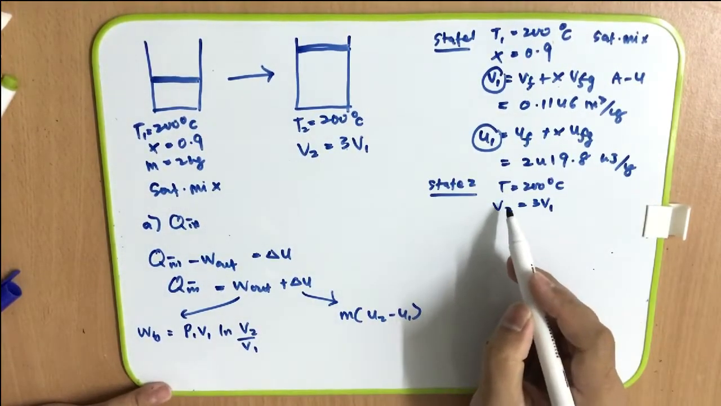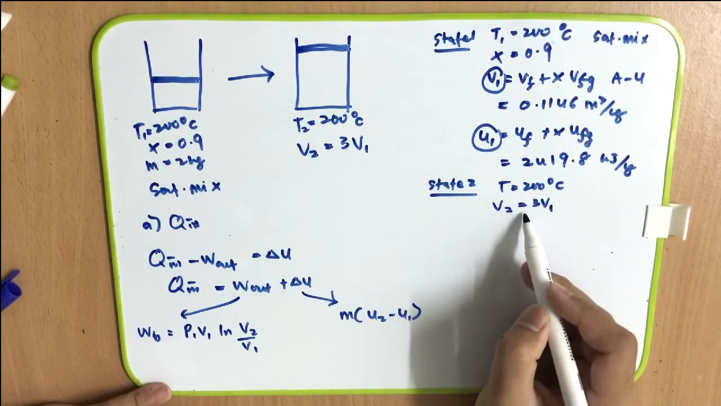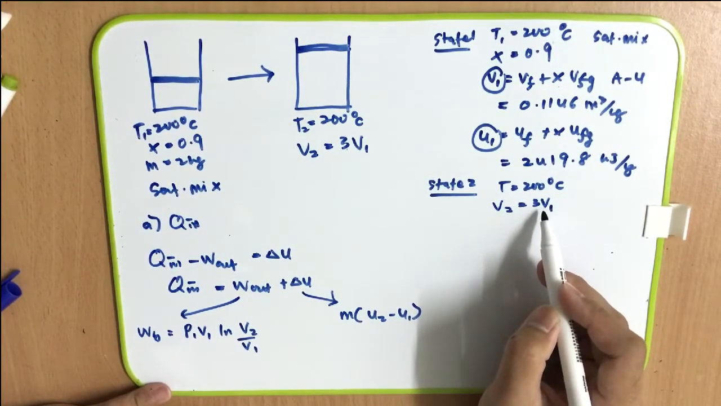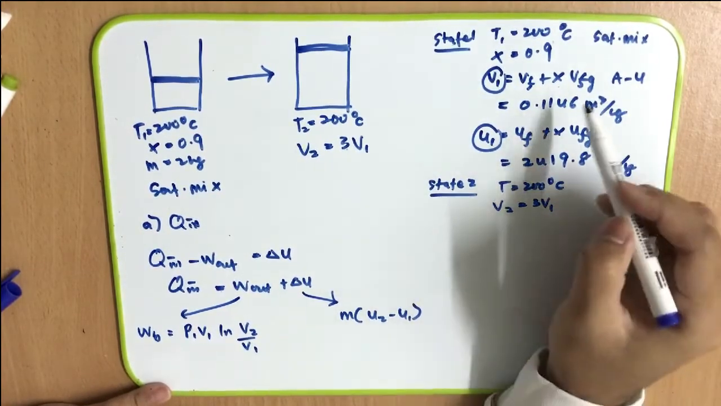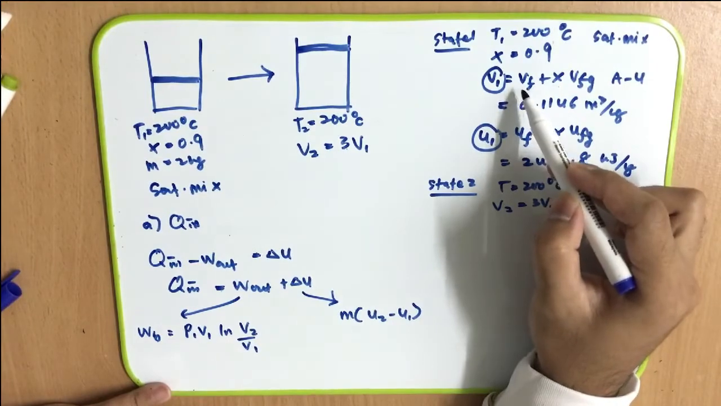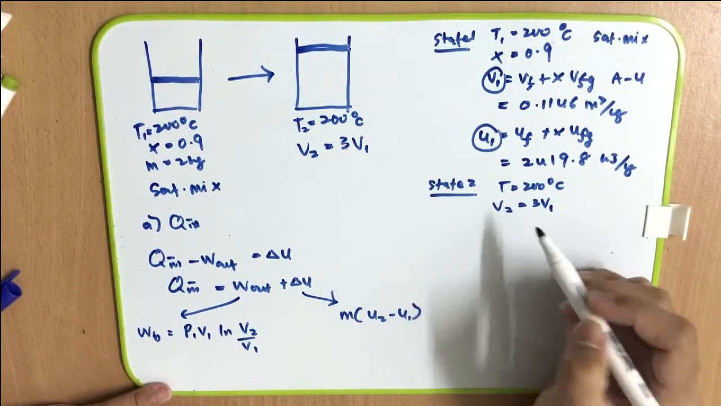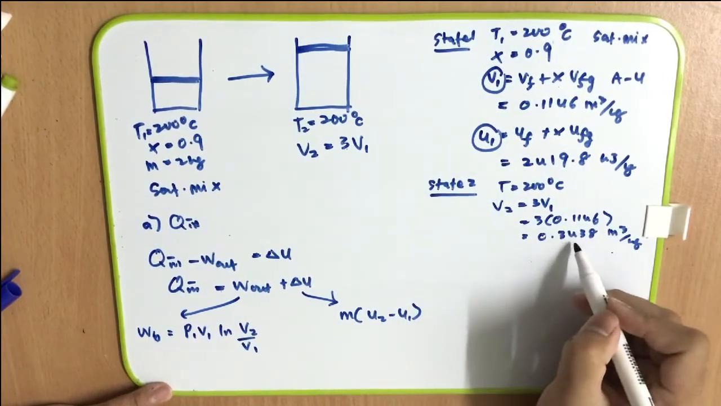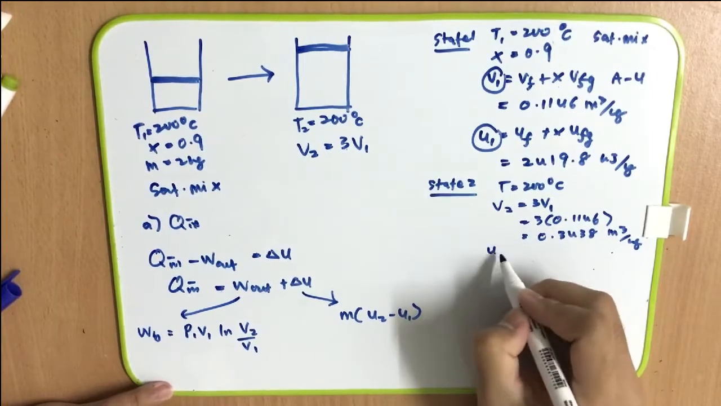In state 2, we are given that the temperature is equal to 200 degrees C and V2 is equal to 3 times the volume at state 1, which is 3V1. We have already found the volume for state 1, so we can substitute in here, then we get the volume for state 2, which is 0.3438 meter cube per kg. Next, we have to find U2.